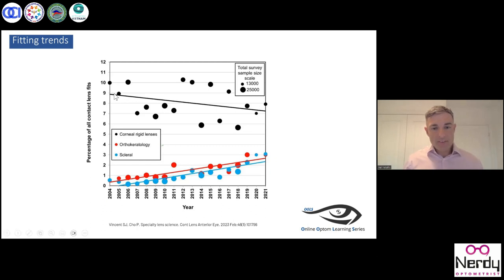Although we've seen a bit of a drop in soft lens, rigid lens fitting is fairly consistent at around 9% of new fits, and orthokeratology and scleral lenses are rapidly increasing. Of course, sclerals are really great if people have dry eye or haven't had success with other lenses, by bridging over the cornea and leaving a tear lens underneath. It is giving people huge advantages. So you do need to think carefully about what other designs are available.